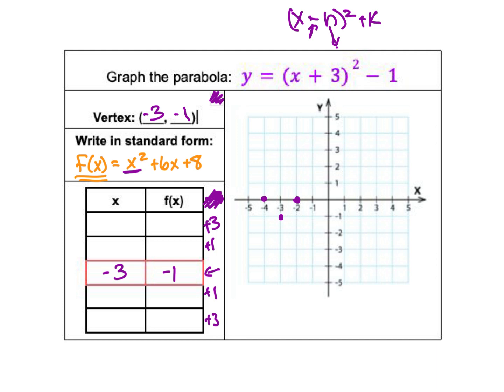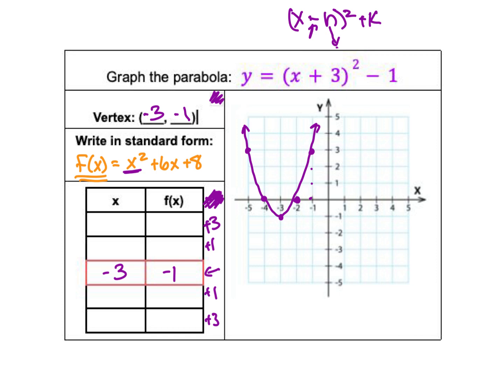Then I'm going to go over another 1, but this time I'm going to go up 3. So over 1, up 1, 2, 3. Over 1, up 1, 2, 3. Okay, and connect those lines. If you can remember the 1, 3, 5 rule, that's the fastest, easiest way to do this.